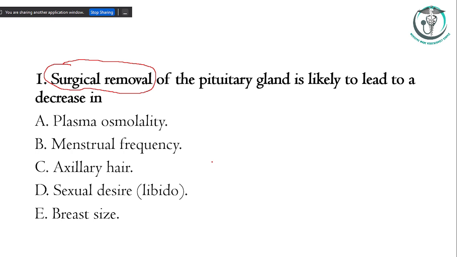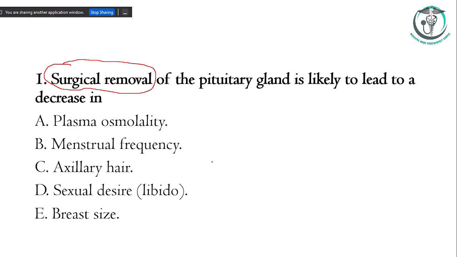Plasma osmolarity has nothing to do with the pituitary gland, it's the hypothalamus. Menstrual frequency: true, right? Because your LH and FSH are produced by the anterior pituitary. Axillary hair: true. Remember, ACTH, adrenocorticotropic hormone, is produced by the anterior pituitary gland. So if you remove it, you won't have that, and it is needed for you to produce your androgens. I said in females, for them to have their axillary hair, it is because of that ACTH.